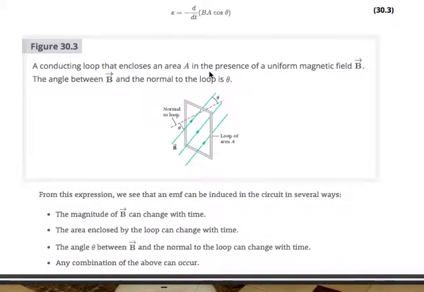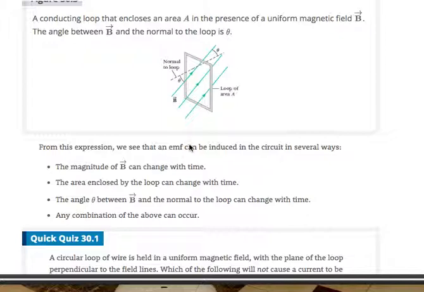So let's see if I can come over here. So here we go. An EMF can be induced in a circuit in several ways. The magnitude B of the magnetic field can change with time, in which case a current will be induced in the wire. An EMF will be induced in a wire that will try to balance that.